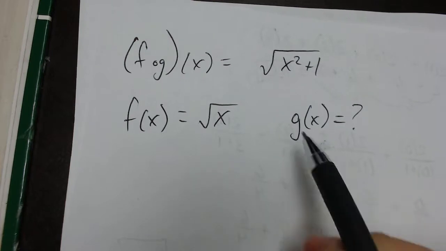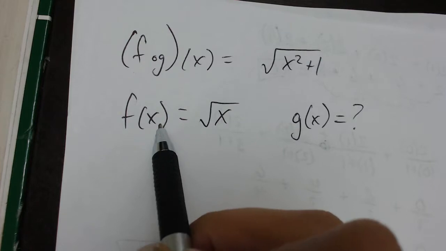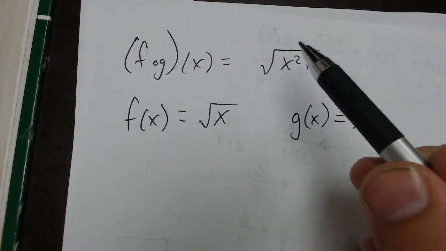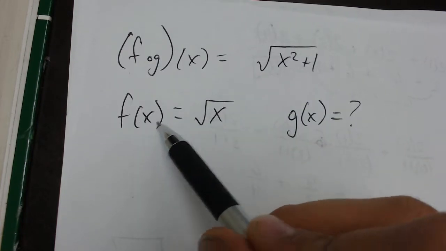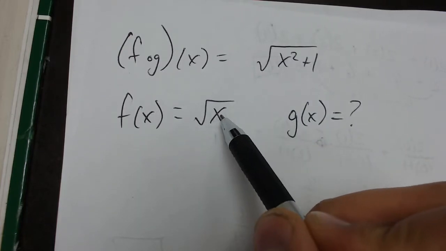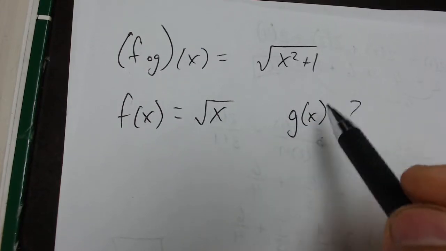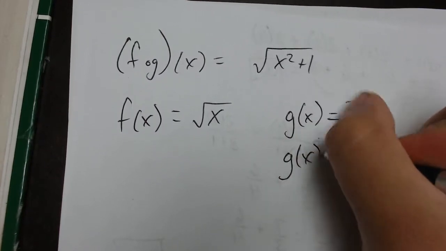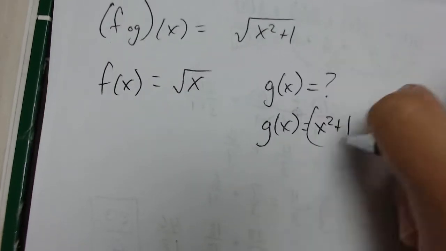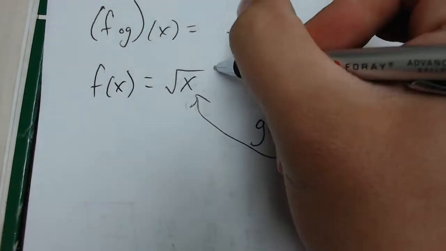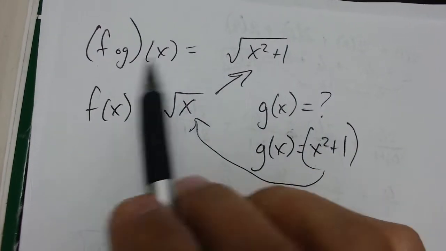Now, if you remember, if we say f of g, all we're doing is taking the function g and plugging it inside the value of x. So in this case, if f of g yields the square root of x squared plus 1 and f of x gives me the square root of x, the value being plugged in for x has to be g. So the value being plugged in is x squared plus 1. That means g of x is going to equal x squared plus 1. We know that's correct because if we take this value and plug it in here, we end up getting this.